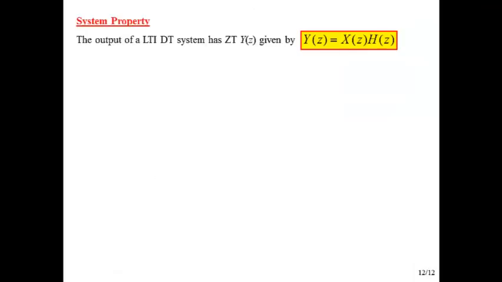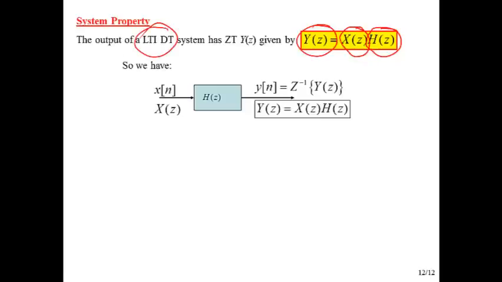Very nice. Now, the biggest property is this so-called system property. We've seen it for CTFT. We've seen it for DTFT. So the basic idea is this, that there's some function H of z, which we will call the transfer function, that when I multiply it times X of z, I will get the output Z transform of that system. And this holds for LTI, discrete time systems. So this is a huge idea. What we need to focus on is how to find H of z.